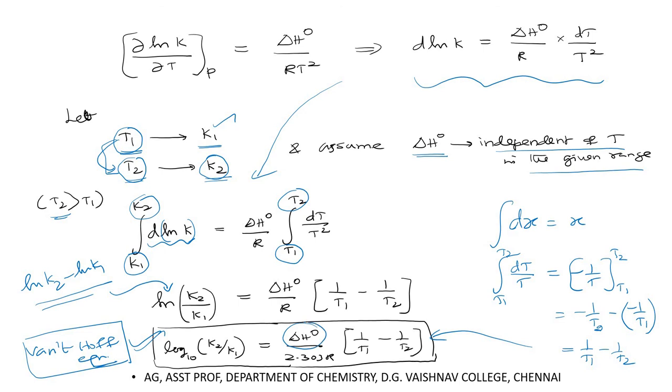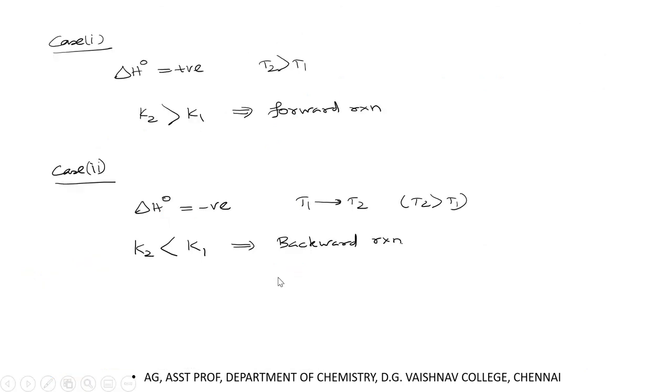If delta H naught is positive, we say that the reaction is endothermic. If delta H naught is negative, we say the reaction is exothermic. So whether it is endo or exo, based on that, an increase of temperature will either increase the equilibrium constant or decrease the value of the equilibrium constant. Let me explain that in these two cases. Case 1: suppose delta H is positive. Delta H positive means the reaction is endothermic, and I am increasing the temperature from T1 to T2.